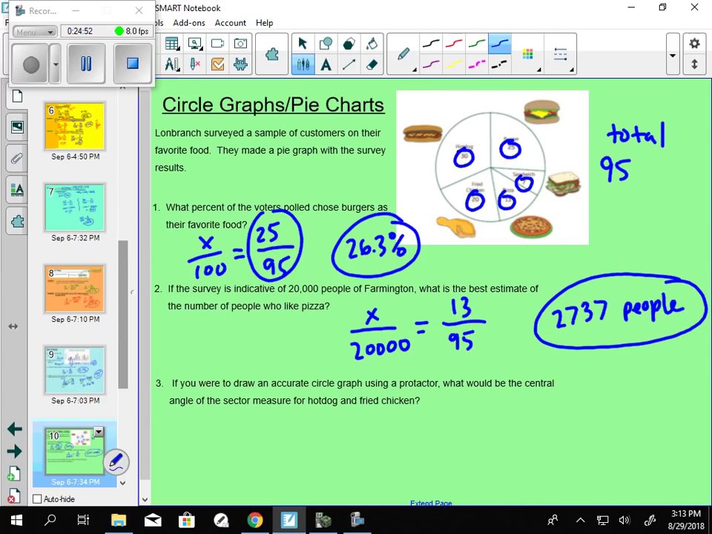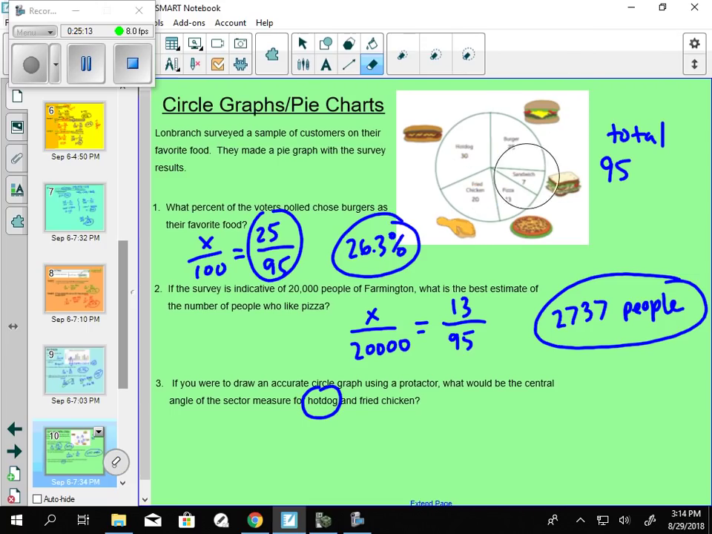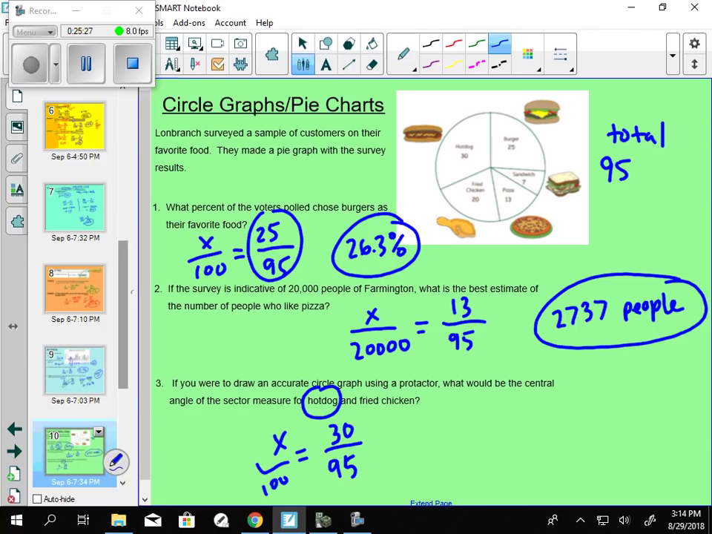All right, last one. If you were to draw an accurate circle graph using a protractor, what would be the central angle for the sector measure for hot dog and fried chicken? Okay, so on this one, let's start with hot dog here. If we wanted to find the hot dog amount, you can look at the graph and again know that hot dog was 30 out of 95. Now, before when we did this, we would do what out of 100? That's for percentage. We're not doing percentage here, so we don't want to do out of 100.